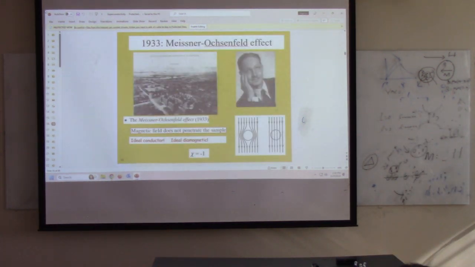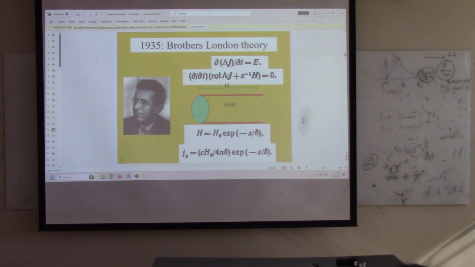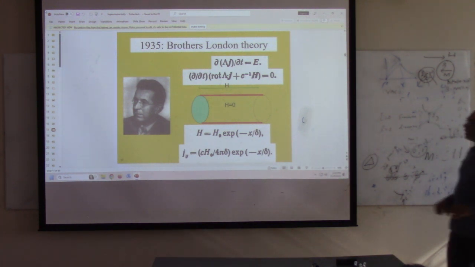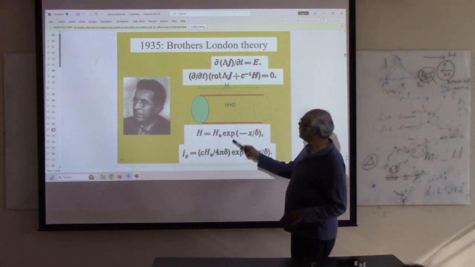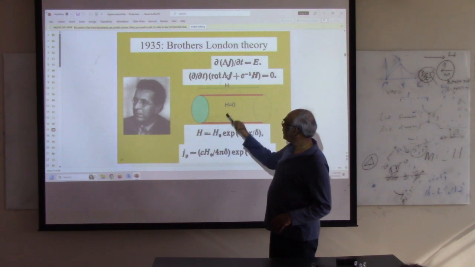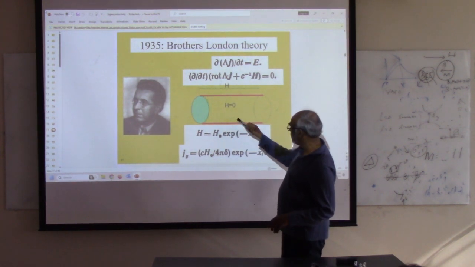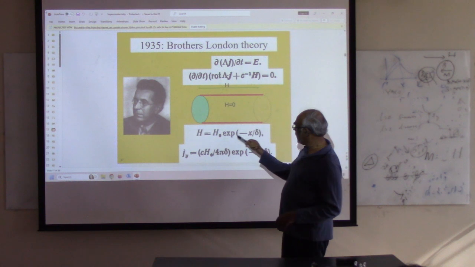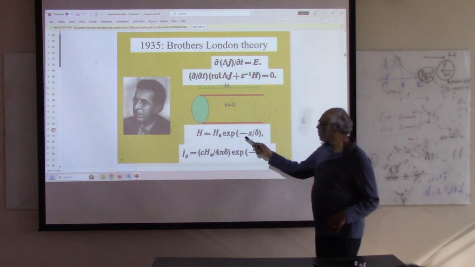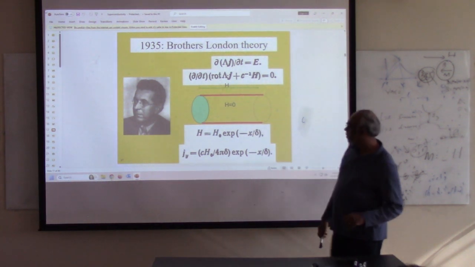So this is then the Meissner effect. They found this perfect diamagnetism. Then these London brothers came up with this penetration depth idea, right? The magnetic field doesn't go to 0 immediately, but goes to 0 with an exponential decay. So you have this penetration depth delta.